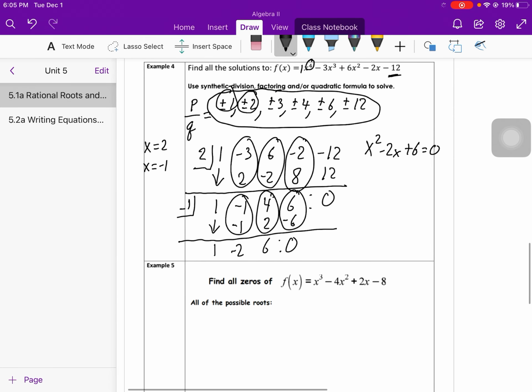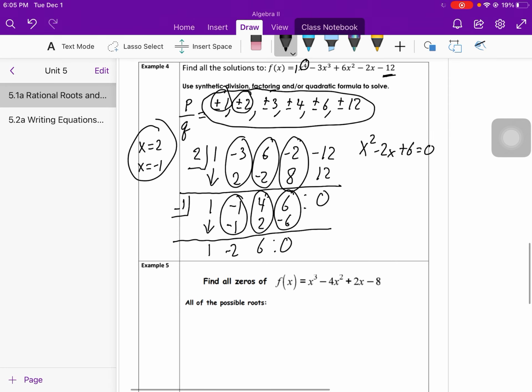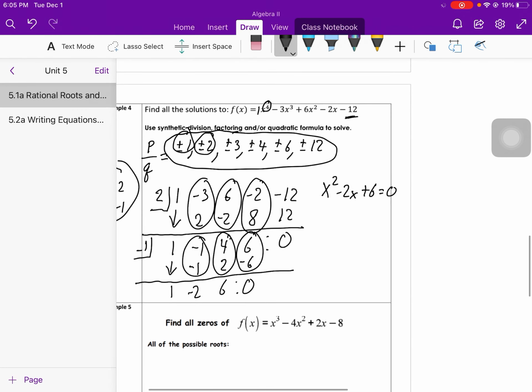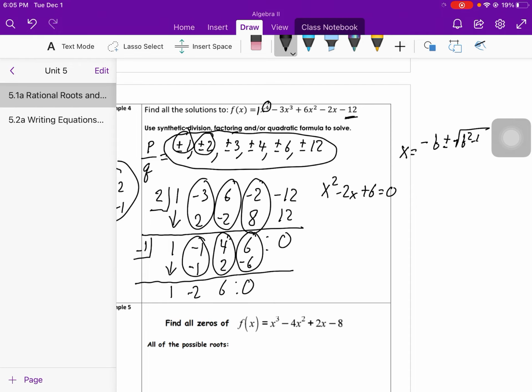So now that we have it down to the quadratic, we have 2 solutions that we've listed out, 2 and -1. We need to figure out the other 2 solutions using the quadratic formula, of course. We're going to use the quadratic formula a lot, so please get used to that. x equals -b plus or minus the square root of b squared minus 4ac, all over 2a. In this case, x equals the opposite of negative b, which is 2, plus or minus the square root of b squared.